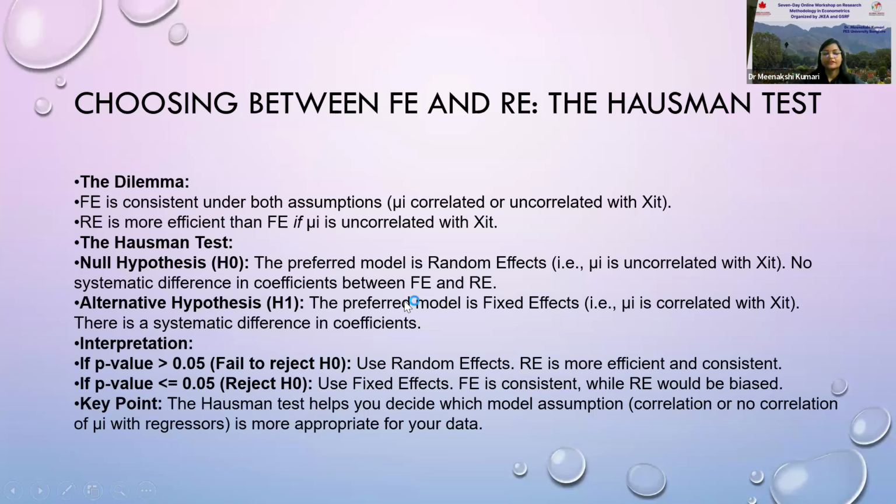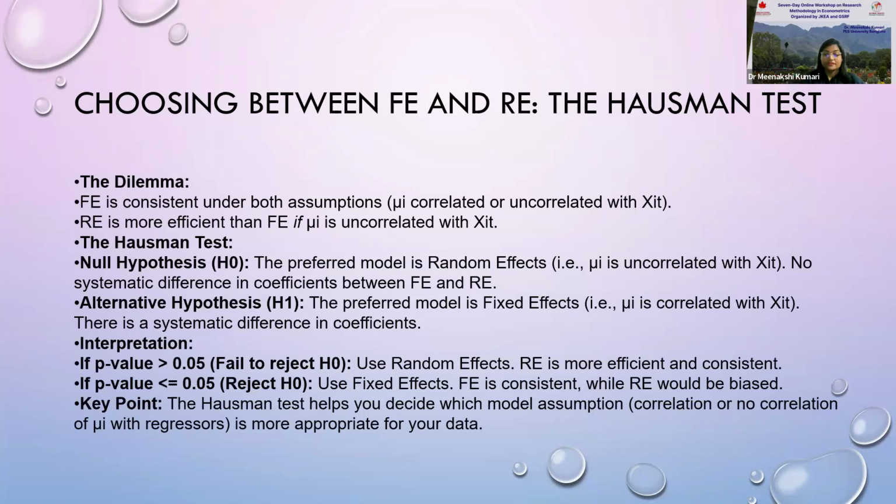Now we should run FE and then we should run RE. Which model is best for our research? For that, we have the Hausman test. After running FE and RE, just after RE, we should run the Hausman test. There will be a dilemma: FE is consistent under both assumptions, whether mu i is correlated with x it or not. But RE is more efficient when and only when mu i is uncorrelated with x it.